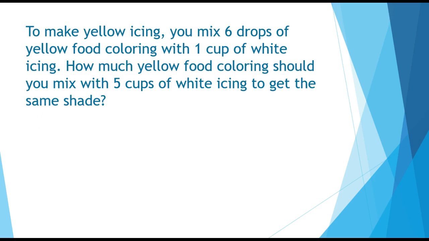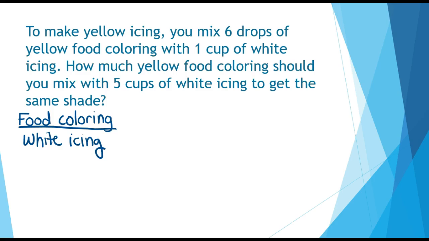Actually, let's do some labels. So let's start with labeling food coloring, and underneath this, I'm going to label this white icing. And again, this is why we have this table. Okay, here we go. So we need 6 drops of yellow food coloring with every 1 cup of white icing. So 6 drops of food coloring, 1 cup white icing.